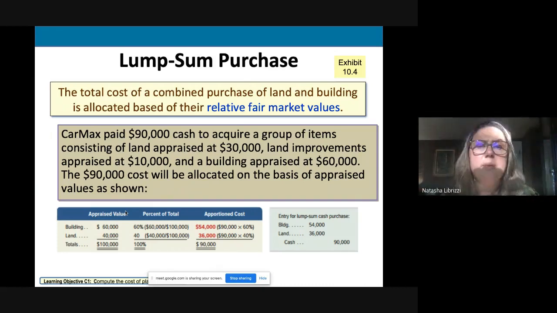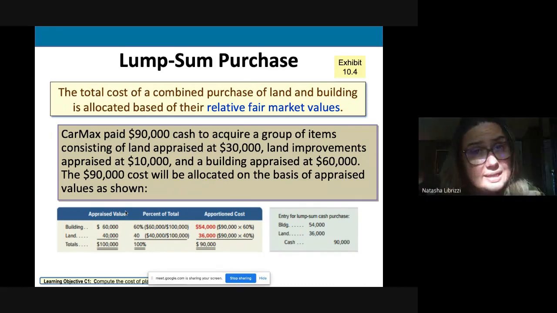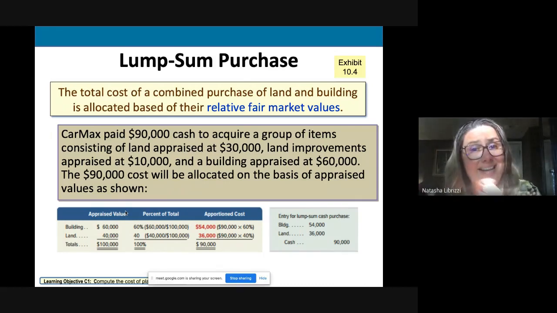So we have CarMax paid $90,000 cash to acquire a group of items consisting of land, and this is appraisal cost, $30,000; land improvements, $10,000; and building appraised at $60,000. So if you take 30 plus 10 plus 60, it's $100,000. We bought it for 90. We got a deal. However, in accounting, we book things at the price we purchased at, right? So we purchased it at 90, we did not purchase at 100,000. So you're going to book it at 90. You're going to actually credit $90,000 cash. So you cannot put 100,000.